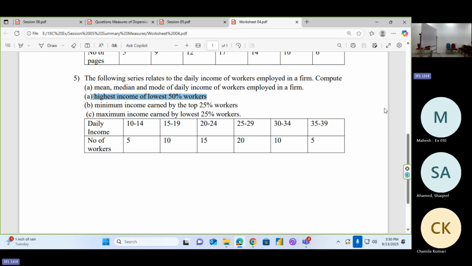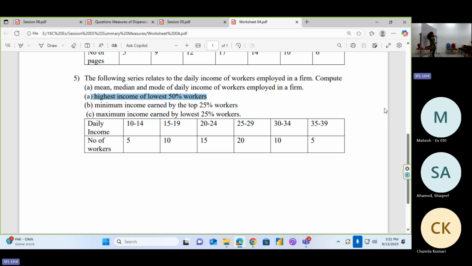Five point 125. Okay. Last day we calculated the median value, which is 25.125. And this is the highest income earned by the lower 50% of the workers. Understood? This is the lowest 50% of workers, and the median represents the highest income level.